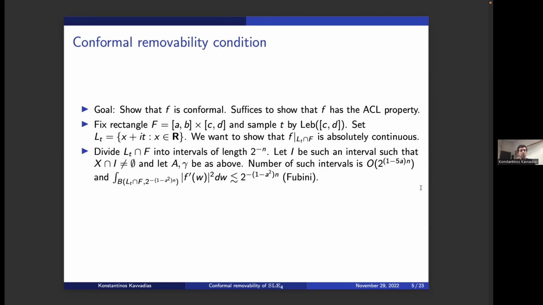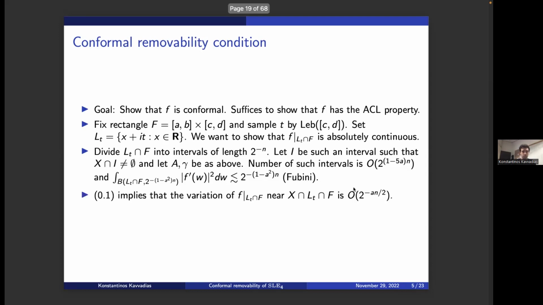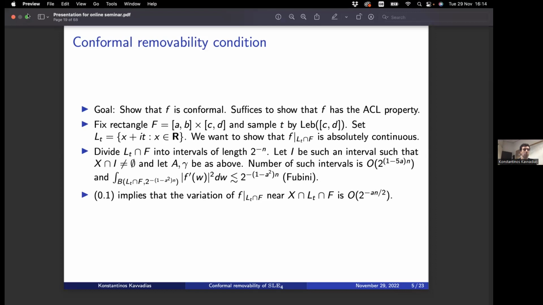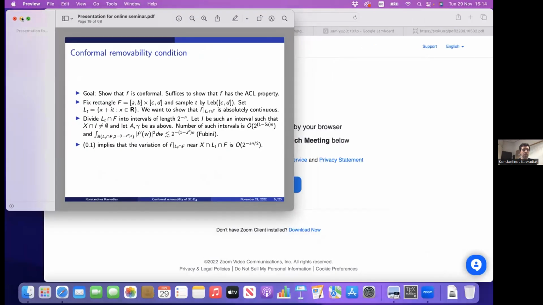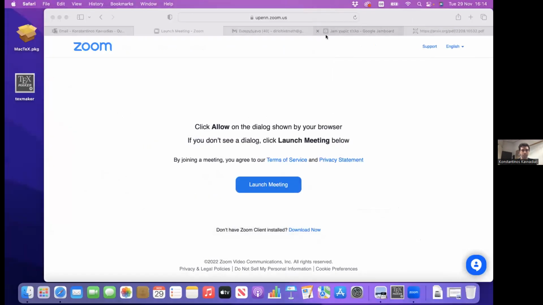So combining these two facts together with the inequality that we mentioned earlier, we obtain that the variation of F near the points of intersection of X with that typical line is at least a constant times 2 to the minus A times N over 2. So I guess for me, it's the right time now to draw some pictures and explain a bit better what's going on.